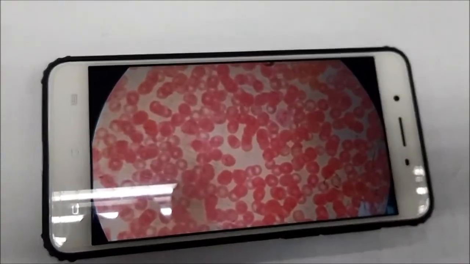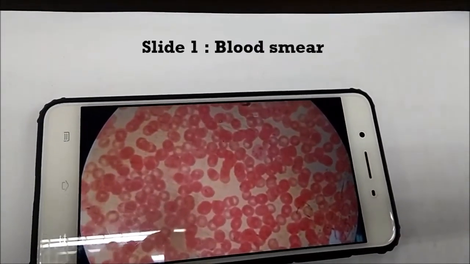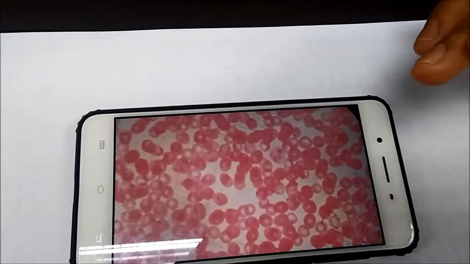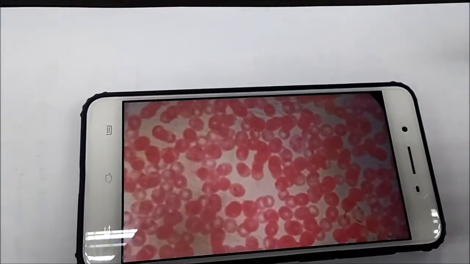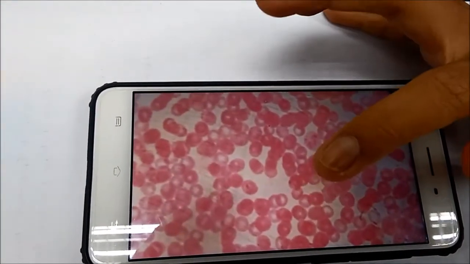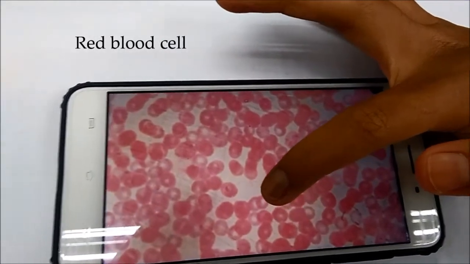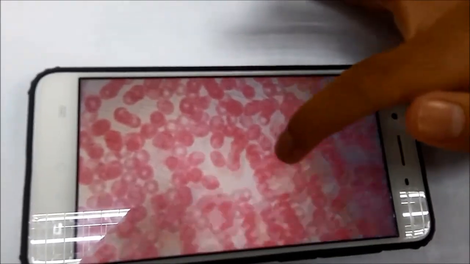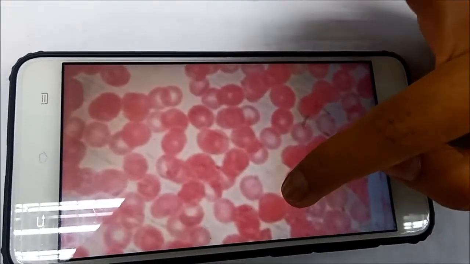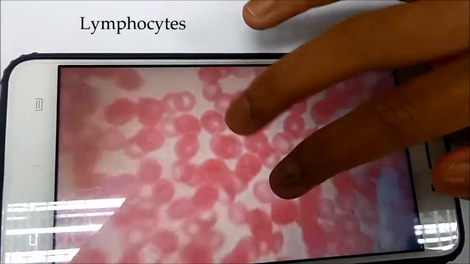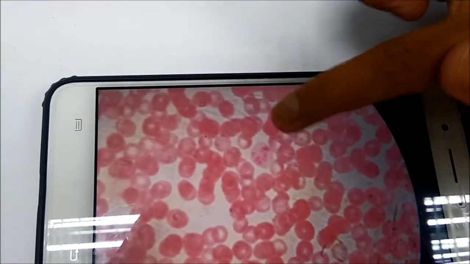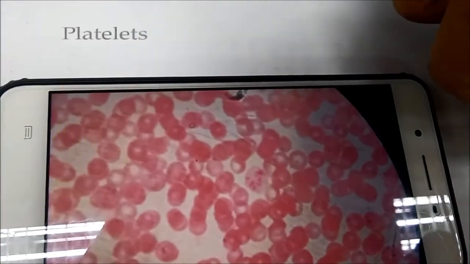Okay, the first slide that we observed is the blood smear slide. As we can see here, this is the figure of blood smear. This is the red blood cell, and this is the lymphocyte, and the tiny things here are platelets.